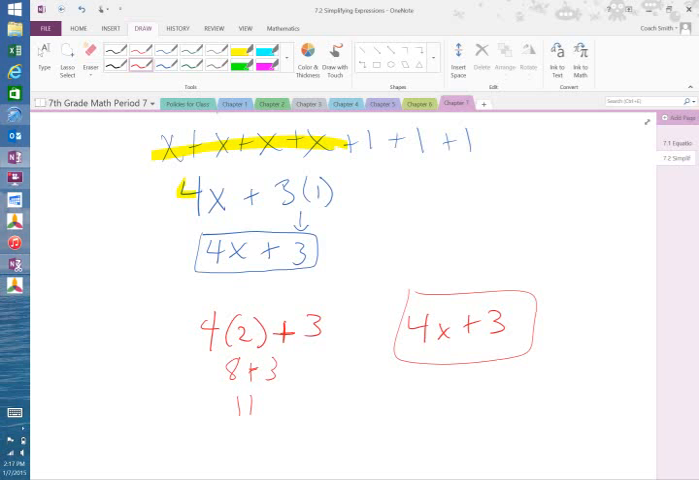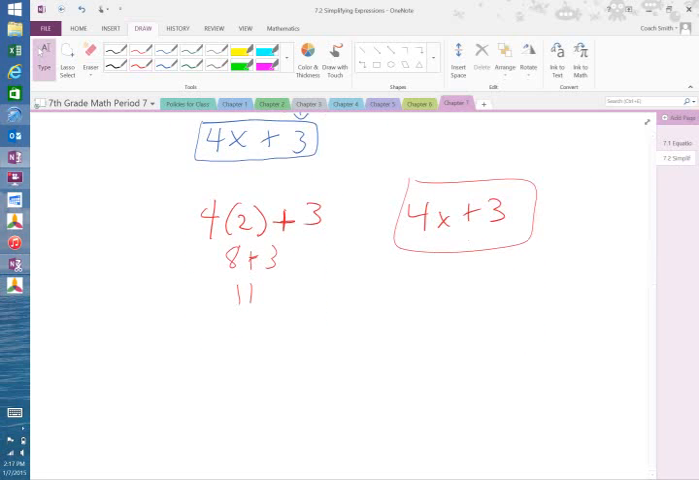So when we have 4x, that's all we can do. What if we had this? What if we had x plus x plus y plus y plus y? How many x's do I have? 2. So that would be 2x. How many y's do I have? 3. So that would be 3y.